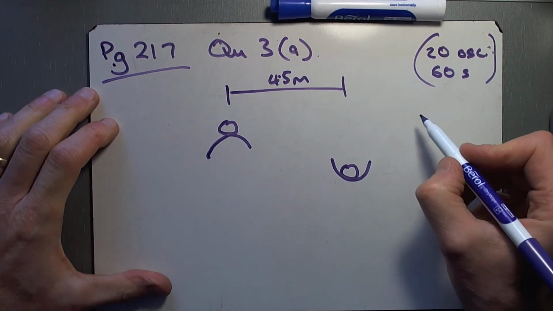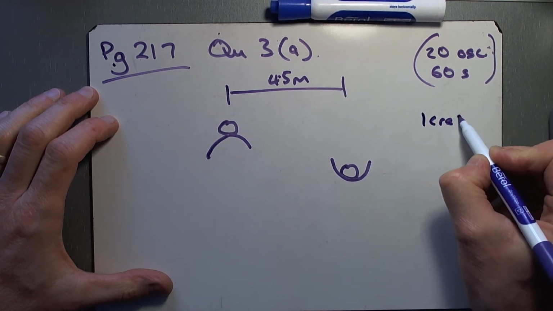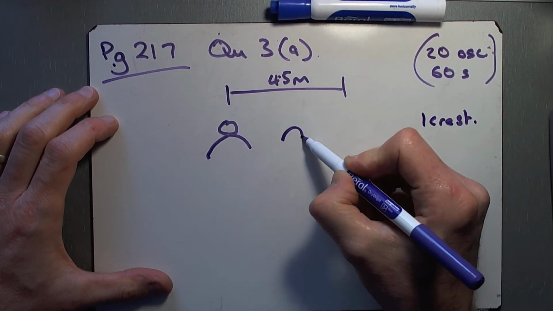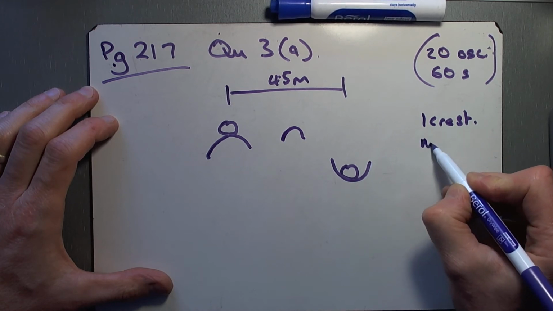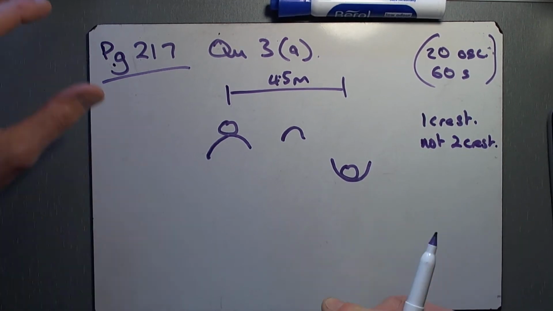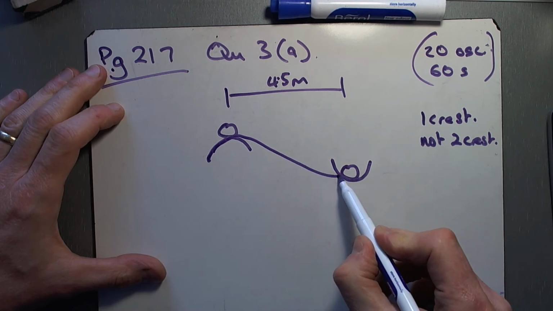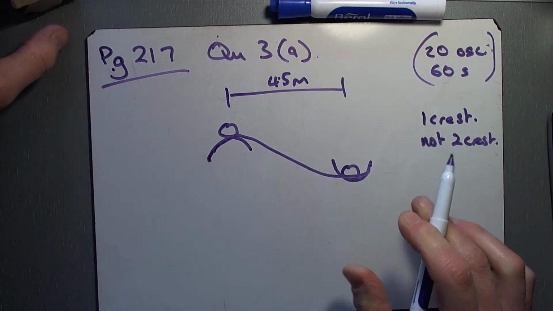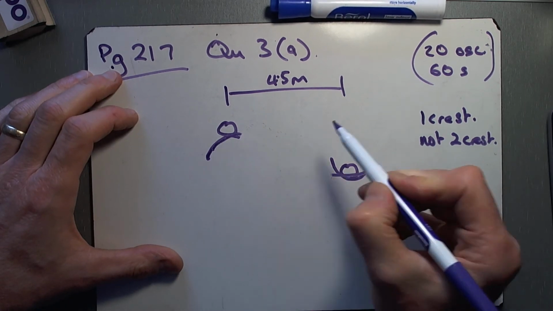Okay, so what else do we know? It says that there's at least one crest between the two of them, so there's going to be another crest in there, but not two or more. All right, so that tells us something. If there were no crests, they'd just look like that, with no crests in between. That's not what's going on, but it says we've got one. So how could we draw that?